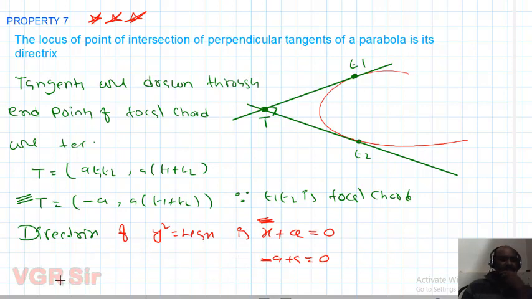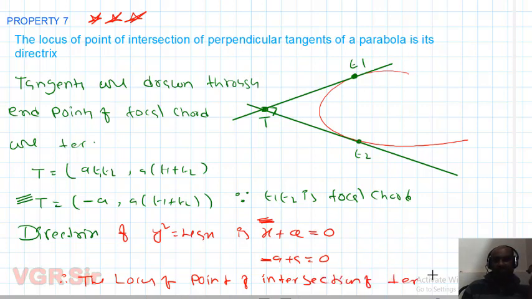Therefore, the locus of point of intersection of perpendicular tangents of a parabola is its directrix.